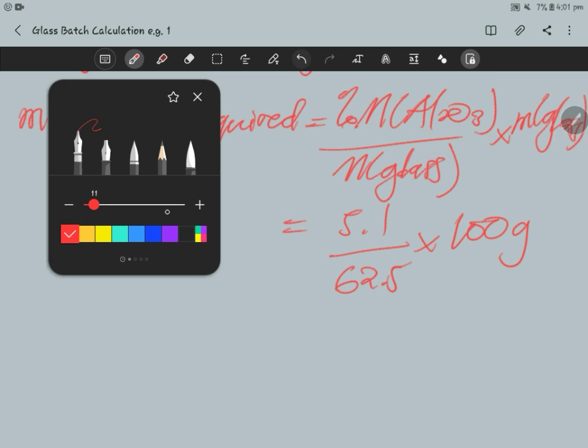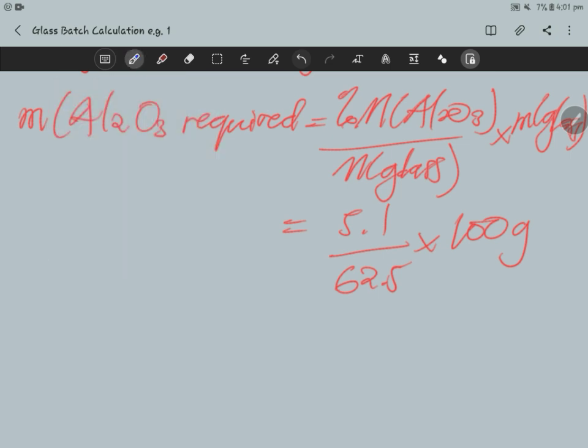Let me change this, it's too much. So what do we get? 5.1 on 62.5 times 100. And that's giving us, you actually need 8.160 grams of Al2O3. This is what we need. We'll get to what we actually need, but we have to find the mass of this one in the actual glass if we end up finding the product.